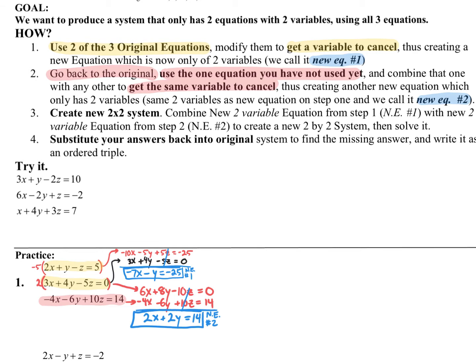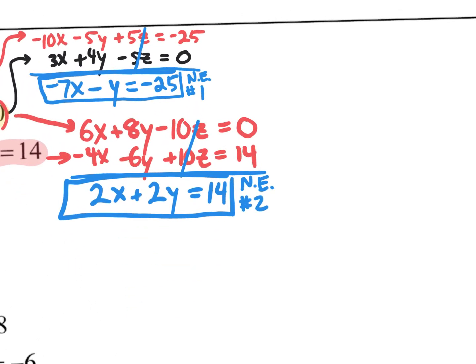Step 3 says create a new 2x2 system. Create a new 2x2 system. How? By using new equation number 1, new equation number 2, and then of course solve it. Okay, so let's do that. We're going to take this new equation 1, this new equation 2, and we're going to put them together just to create a new 2x2 system. So here it is. I'm just going to label it new 2x2 system. And what is that new 2x2 system? It's exactly what we have here.